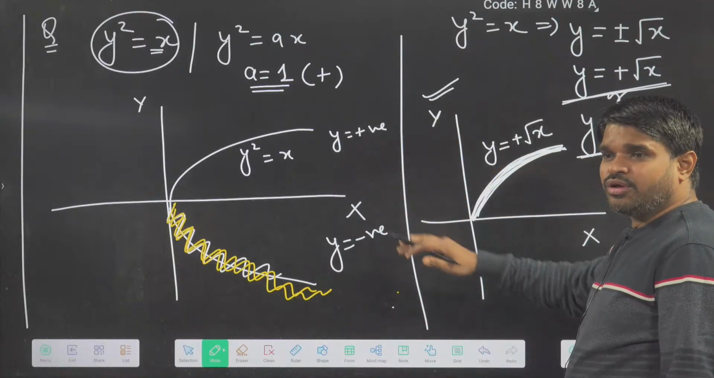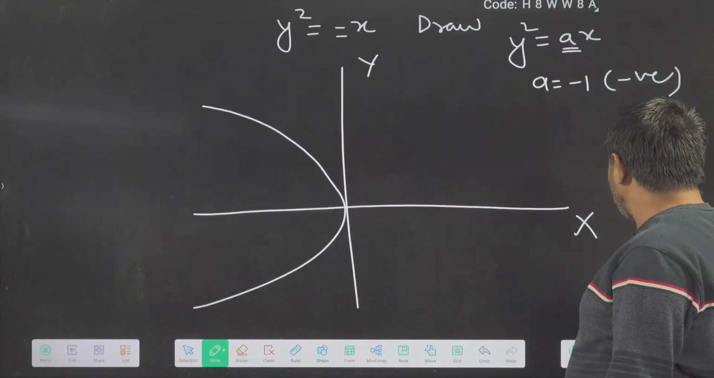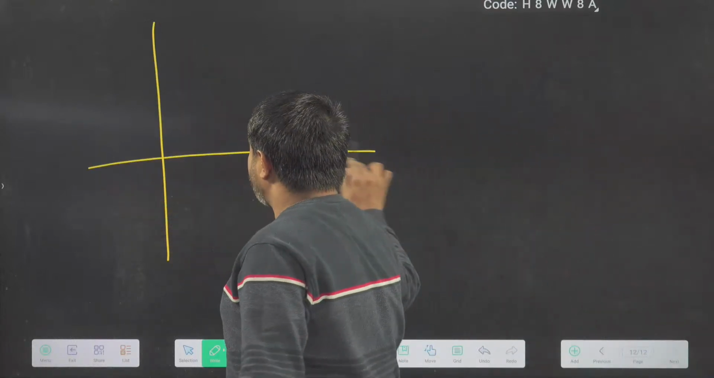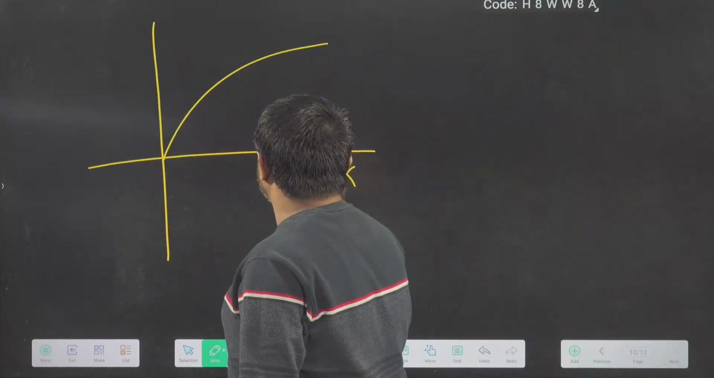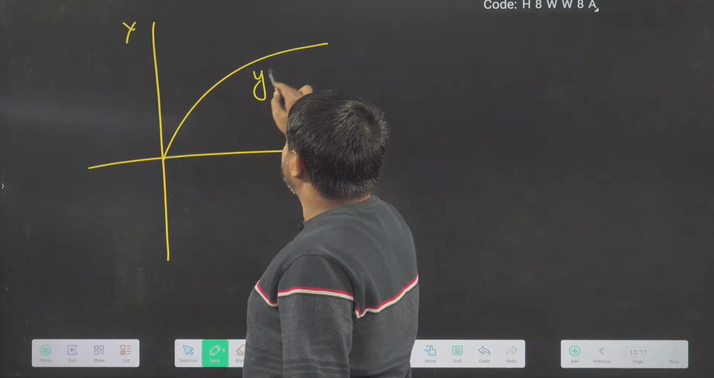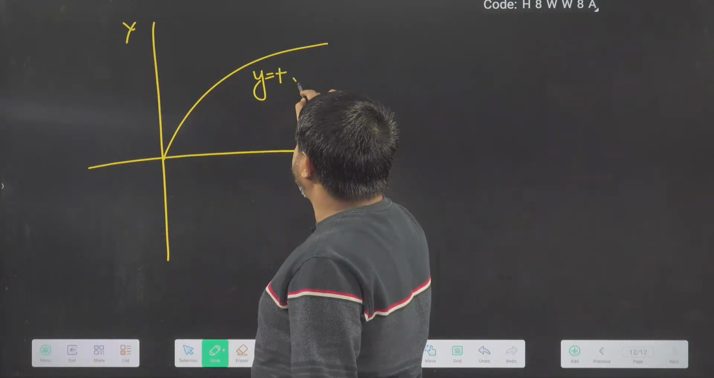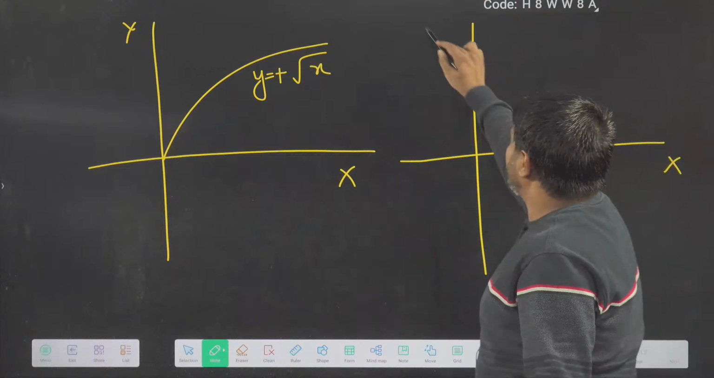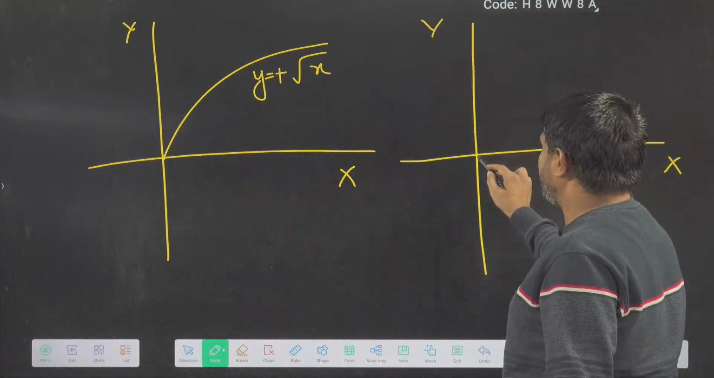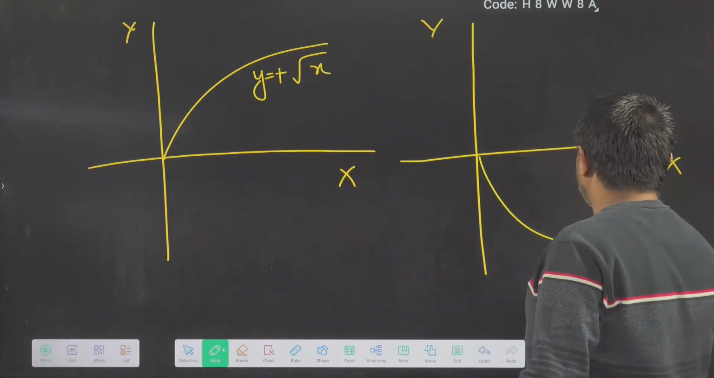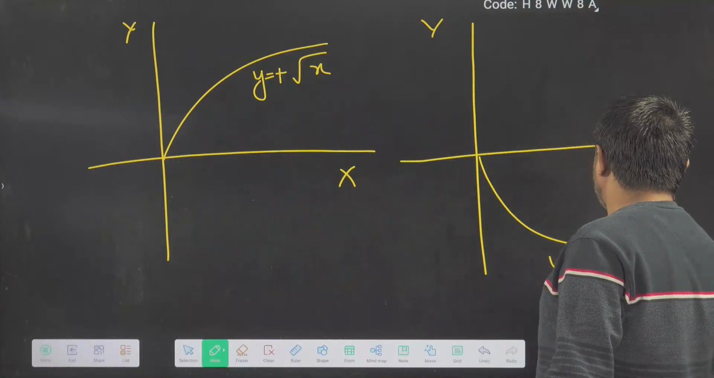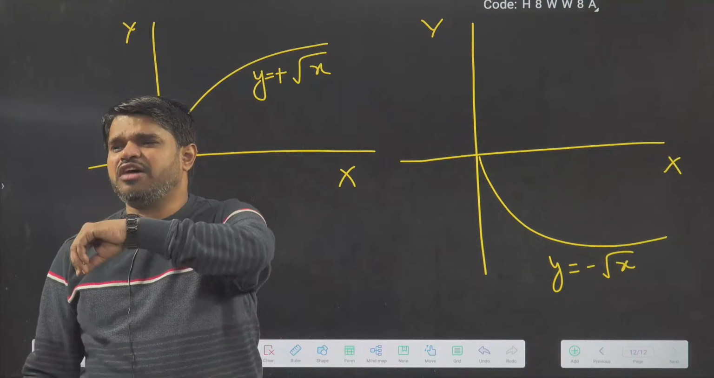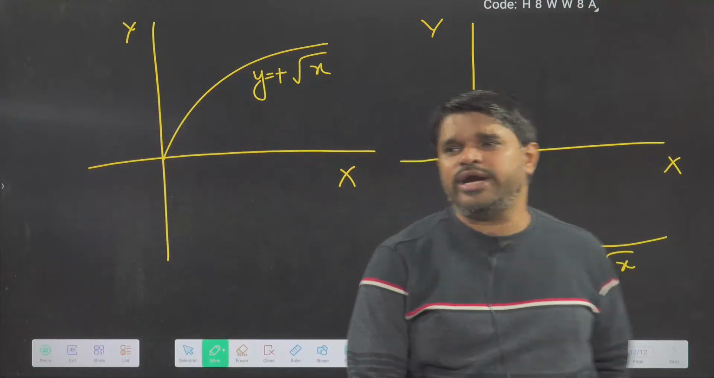Okay. So let's go for that also. Let me draw both cases for you. X, y. This is y equals plus root x, and x, y. This is the graph of y equals minus root x. Okay. Now, 5 more minutes. One very simple graph is remaining. Let's do it.